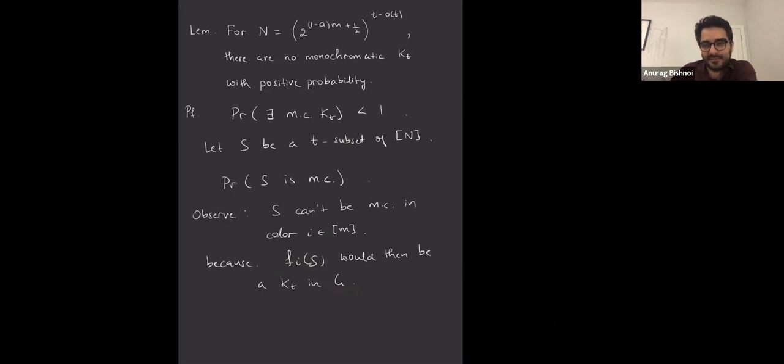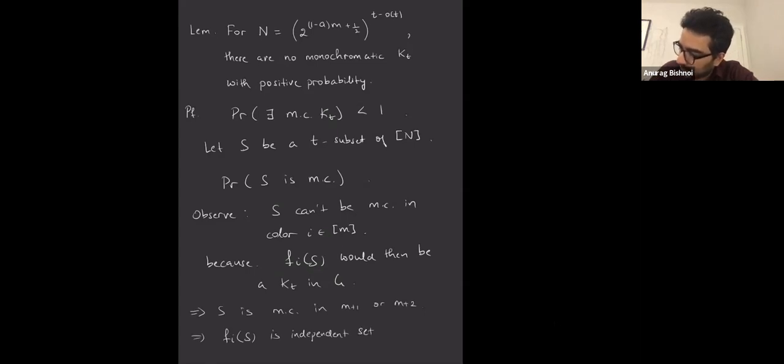Is that clear? So S has to be monochromatic in the last two colors, right? So this implies that S is monochromatic in m+1 or m+2. But this also implies that Fi of S is in fact an independent set, for all i.